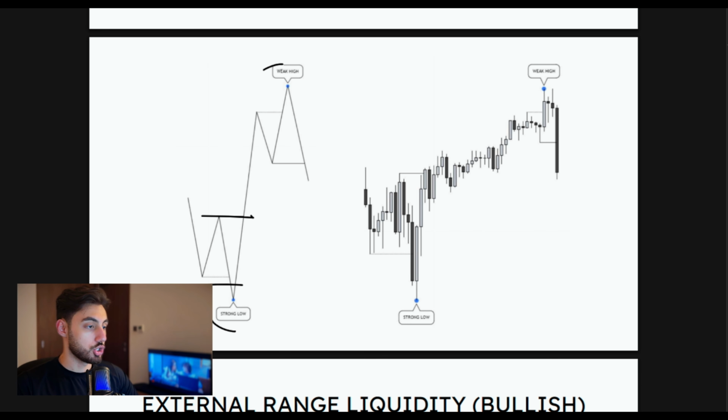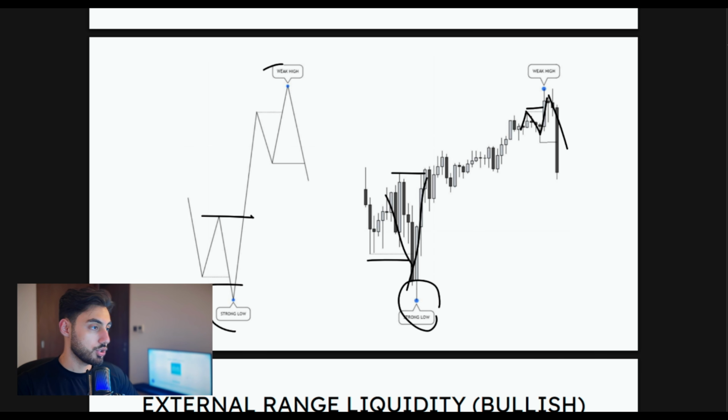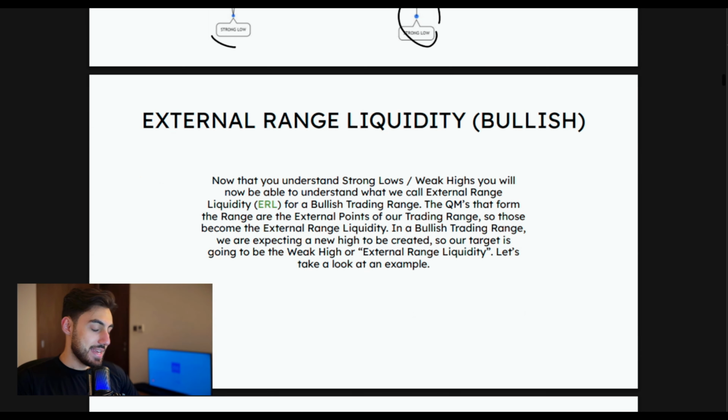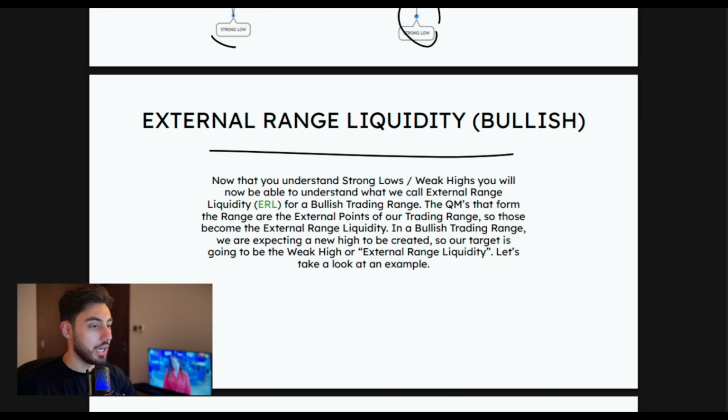Take a look. We have a stop hunt here and a break of market structure. This is going to create a strong low, and we have a stop hunt and break of market structure to the downside, which is going to create the weak high. Now let's talk about the external range liquidity, right? Now that you understand the strong lows and weak highs, you will be able to understand what we call external range liquidity. For the bullish trading range, let's say right now we're just talking about the bullish trading range.